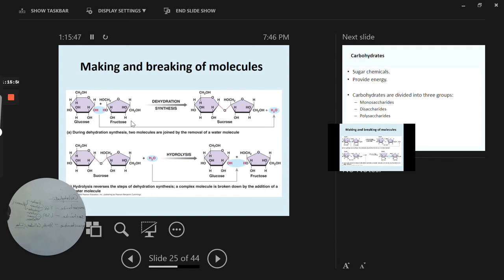Chitin. Now, monosaccharides: what are the monomers for carbohydrates? These three: fructose, glucose, and galactose. Now, look at what we have here on your slide. You will see that glucose plus fructose gives you what? Sucrose. So monosaccharide plus monosaccharide gives you a disaccharide. Does that make sense?